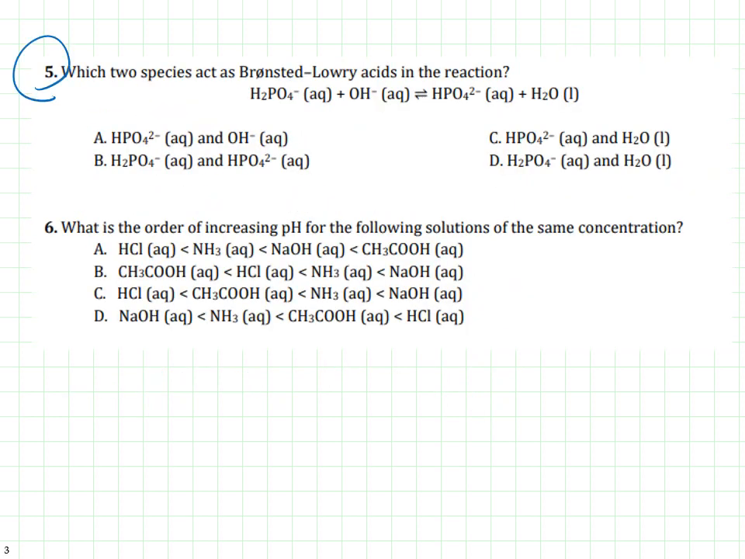Question number 5 is asking us to find the Bronsted-Lowry acids in this reaction. Remember that Bronsted-Lowry acids are proton donors. So I'm looking for the species that have 1 proton more than the thing that looks like it. So I'm noticing that these two guys look alike. This one has H2, this is only H1. This guy has 1 proton more, it's my acid.